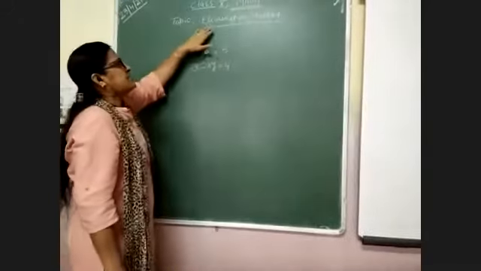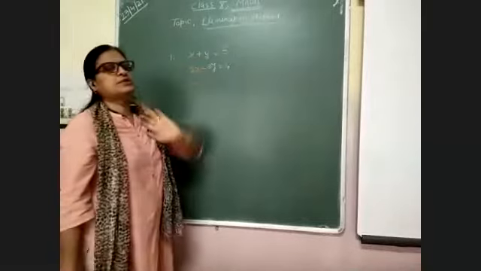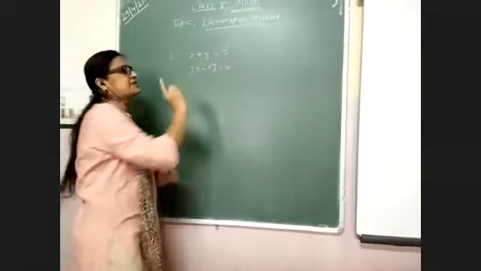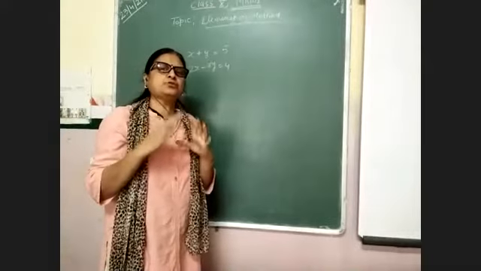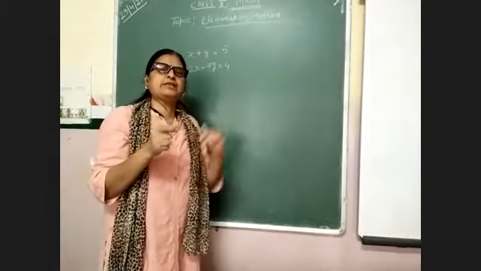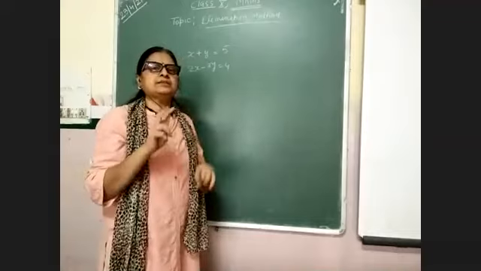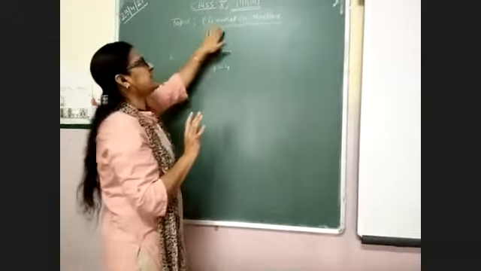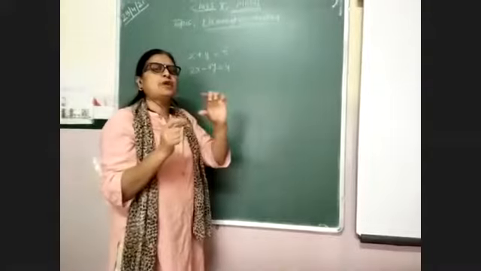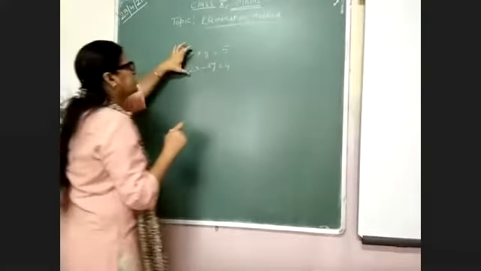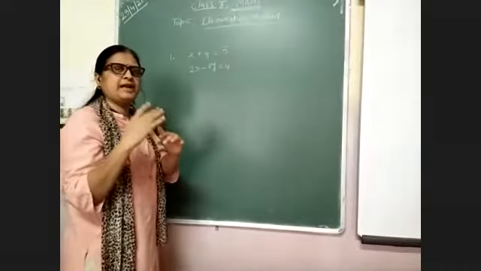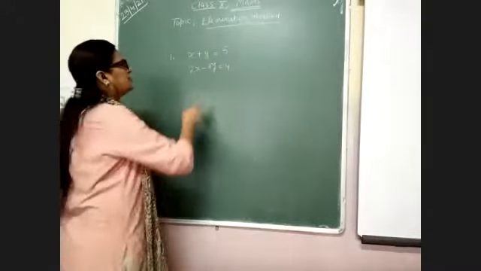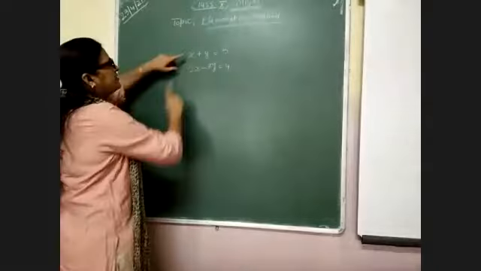So first, how will you solve these two equations? There are two equations given. In the substitution method, as I already told you, you take out one value and substitute it in the second equation. But in the elimination method, you first make one variable's coefficients equal and then remove it by adding or subtracting. So these variables are not equal.